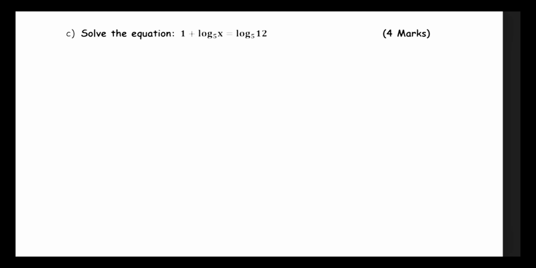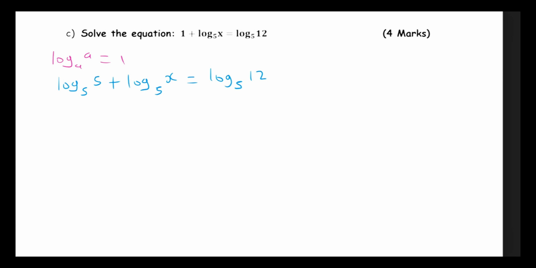We're going to use one of the laws that says that if the base and the number are the same, then that log is equal to 1. So we are going to rewrite this equation. Instead of having 1, we are going to have log to base 5 of 5. So we're going to have log to base 5 of 5 plus log to base 5 of x is equal to log to base 5 of 12.